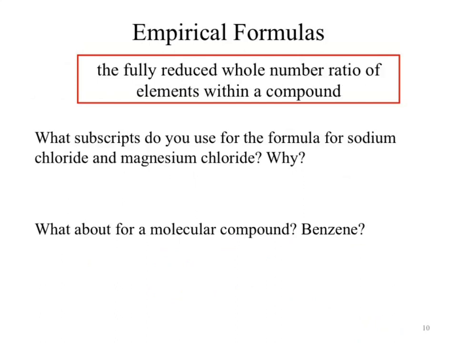Okay? The last part that I kind of want to get into, which isn't all that important, but it is part of the curricula, so we need to at least talk about it. There's something known as an empirical formula and a molecular formula. The empirical formula is your fully reduced whole number ratio for all of the individual atoms in a compound. So when we look at, say, sodium chloride, what's our formula?